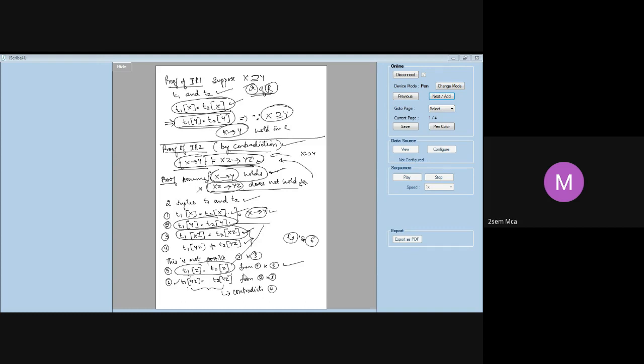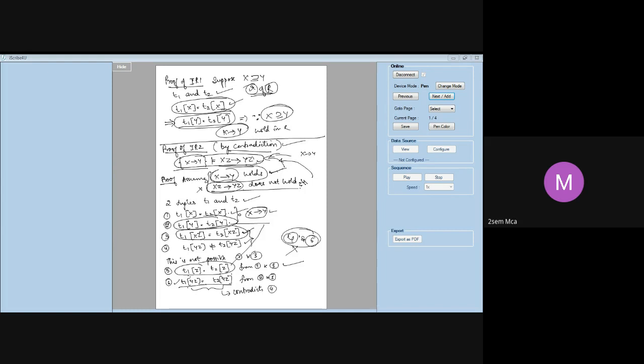We can always combine the attributes and write it. So I can write T1 of YZ is equal to T2 of YZ. I can combine 2 and 5 and still write this. So if I write this sixth step and look at 4 and 6, they are both opposite to each other, contradicting. So that is not possible. Hence, we cannot say XZ implies YZ does not hold. It holds. Hence, this rule is proved.